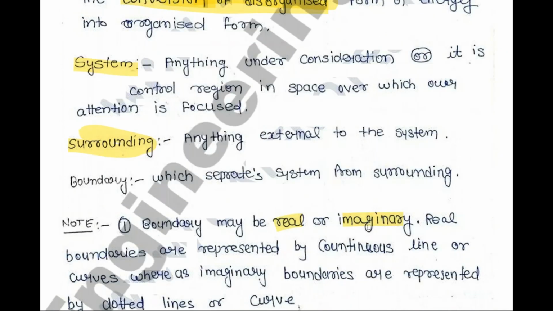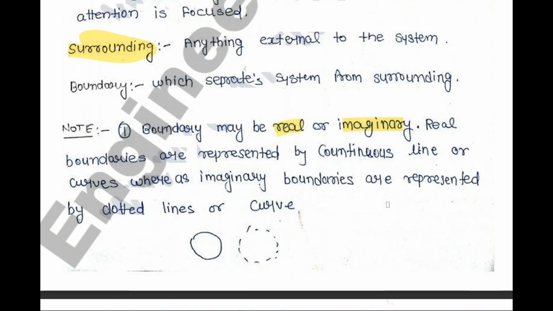So, and yeah, what is system? System is basically that space in the universe which is concerned to your focus, which is related to your work, and anything other than system is called a surrounding, and both system and surrounding constitute the universe.